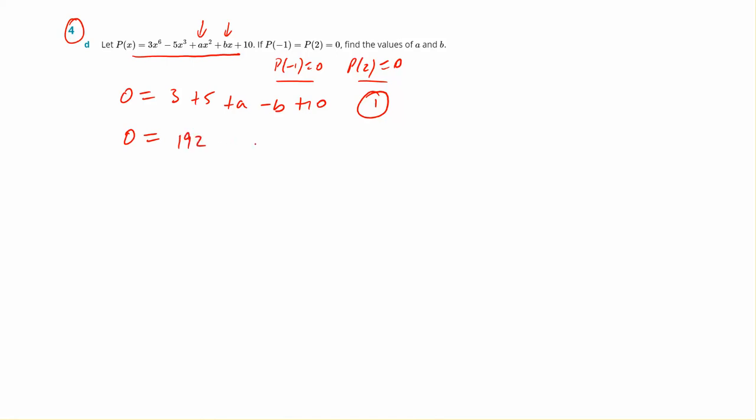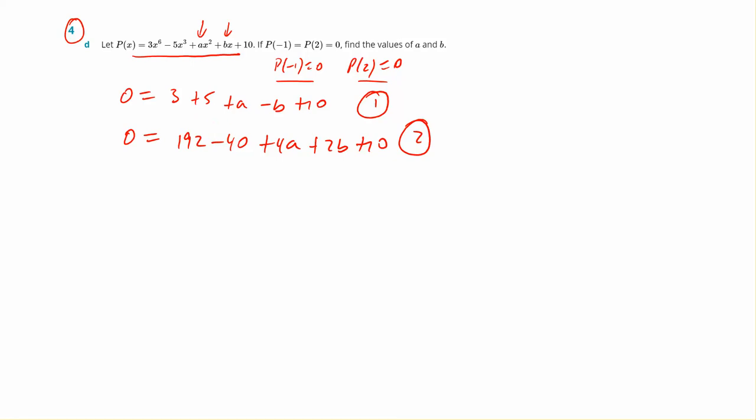2 to the power 3 is 8. 8 multiplied by -5 is -40. And then we've got 2 squared, so 4a, and 2b plus 10. We've got equation 2. Now, I have to solve this simultaneously, but we've got to tidy this up first. So I want to move all the numbers to one side and all the letters to the other side. Or you can use substitution. Depends on which way you want to solve it, but both ways are fine.